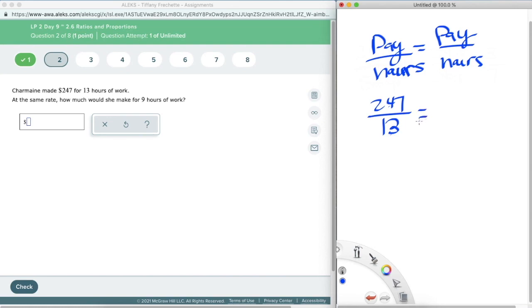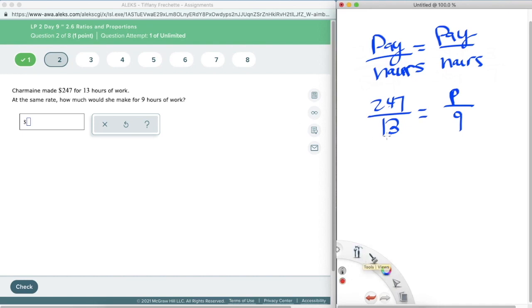So I don't know how much she would make yet. It's saying how much, but I do know the number of hours I'm asking about. So it'd be 9 hours. Now I have my proportion set up, and this is a P. I know that kind of looks like a backwards 9, but it's a P. Once we have a proportion set up, we can cross multiply.